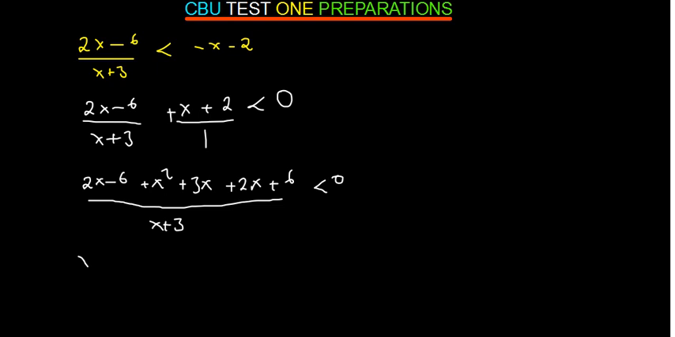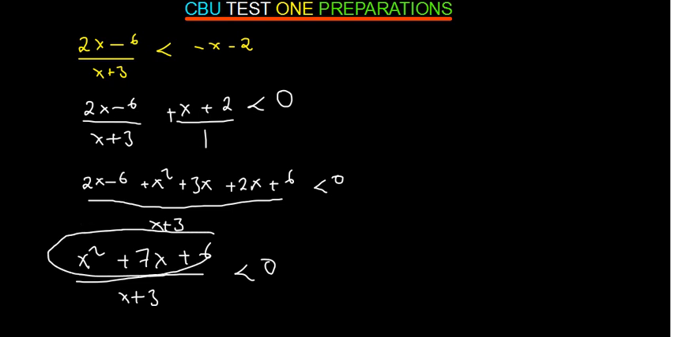So I'll start with the x squared. We are going to have 2x plus 3x, that is 5x, plus 2x, that is 7x, and then we have got a plus 6 there, divided by x plus 3, that is going to be less than 0.